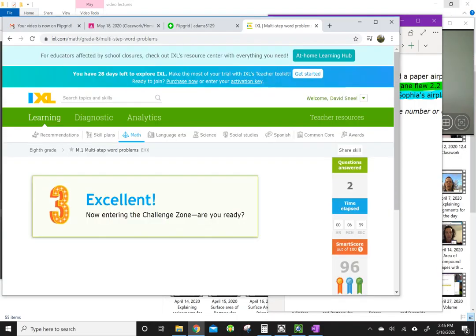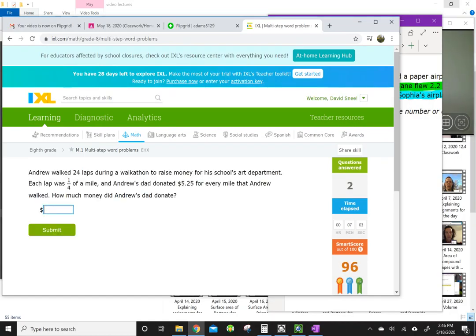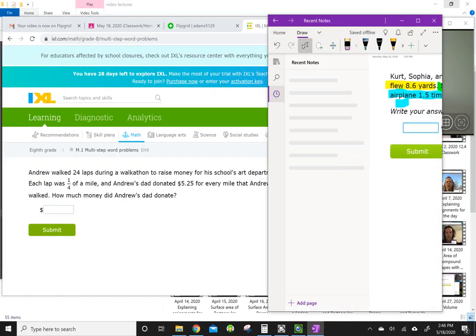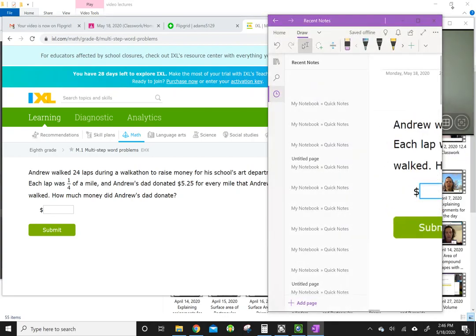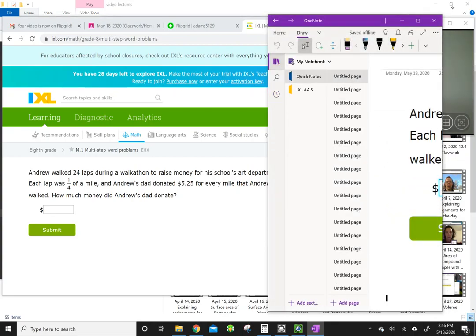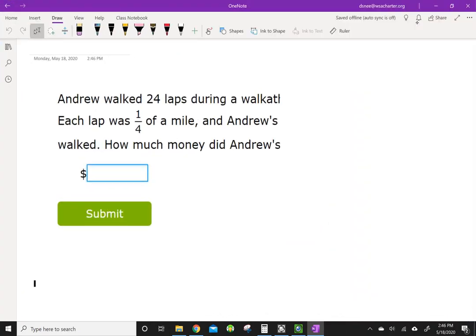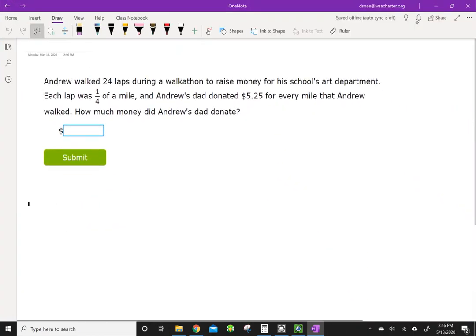Go one more. Now we're in the challenge zone. It doesn't mean more difficult problems. What it means is higher stakes. Every question you get right is worth 1 point, and every question you get wrong subtracts more than 1 point. So you got to get them all right in here if you want to get to 100.